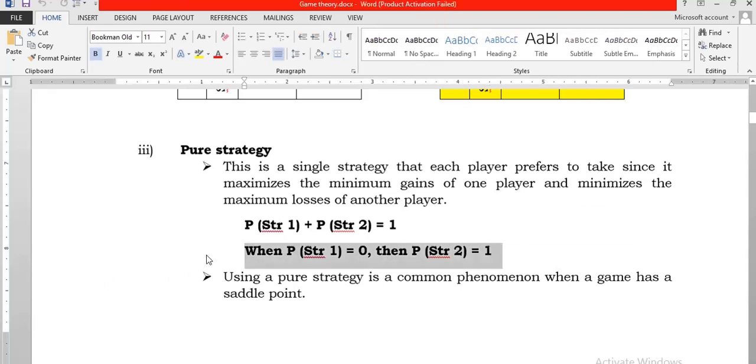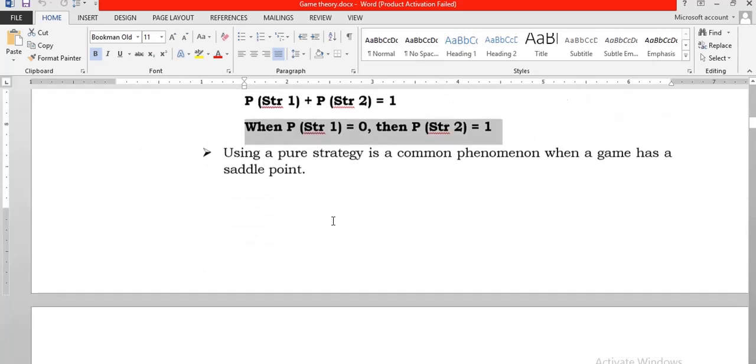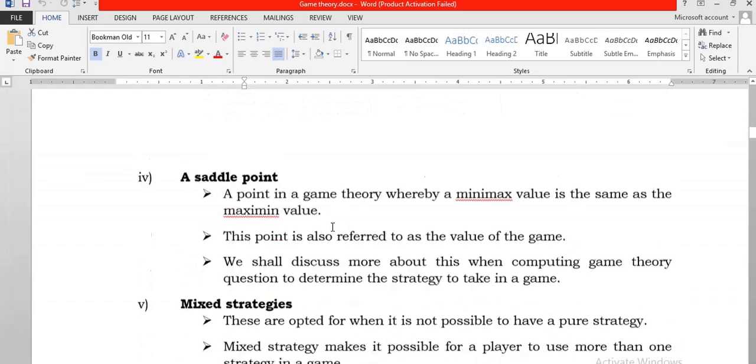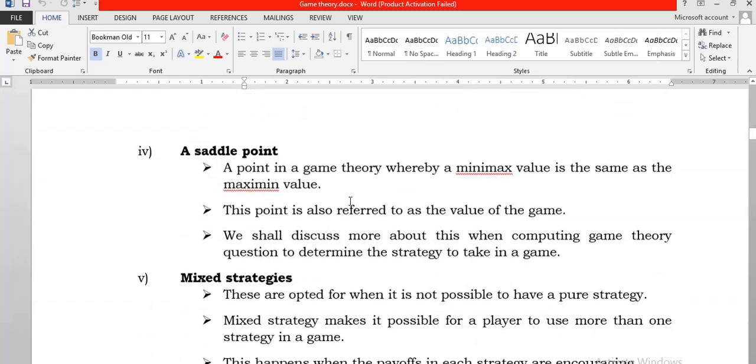We see here that probability of strategy 1 is 0, the probability of strategy 2 is 1, and this is what you consider to be a pure strategy. This is very common when you have a saddle point. You're going to explain saddle point in a few minutes. It's actually here. Now, a saddle point is a point in game theory at which the minimax value and maximin value are equal.